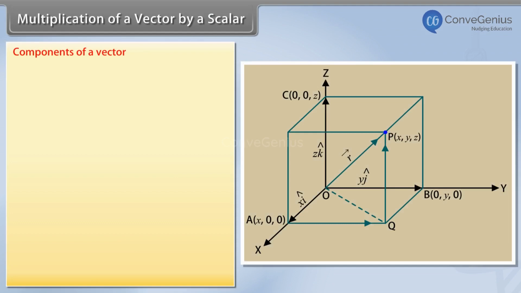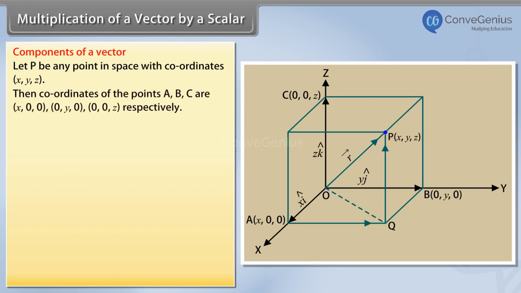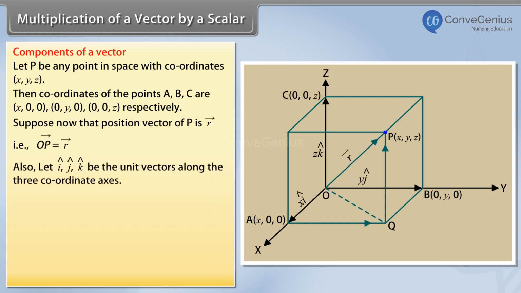Components of a vector. Let P be any point in space with coordinates x, y, z. Then coordinates of the points A, B, C are (x, 0, 0), (0, y, 0), (0, 0, z) respectively. Suppose now that position vector of P is vector r, that is, vector OP equals vector r. Also, let i cap, j cap, k cap be the unit vectors along the three coordinate axes.